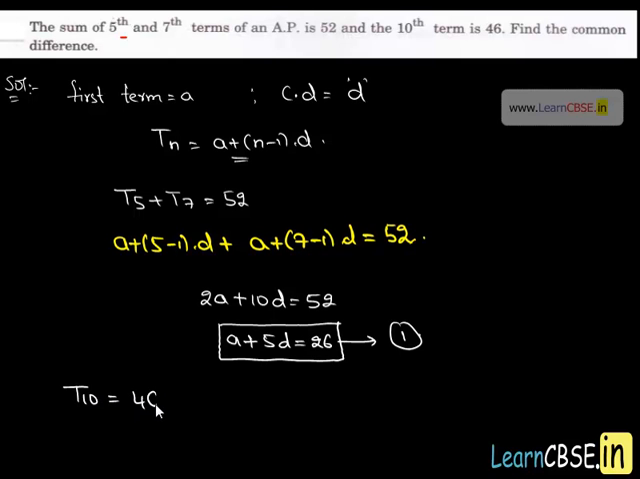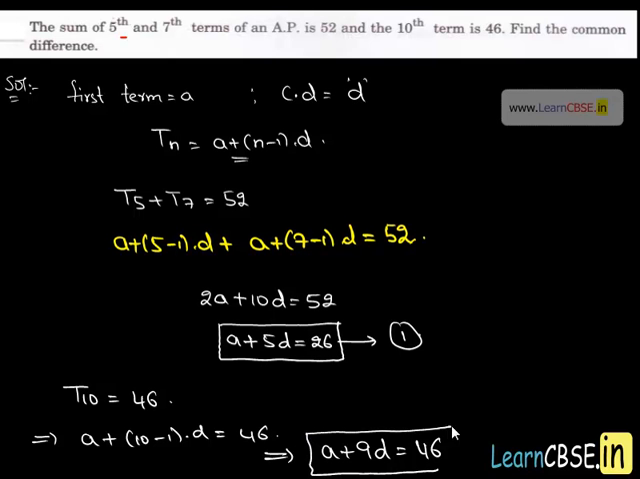T10 is 46. We get the value of nth term, that is a plus 10 minus 1 times d, which is equal to 46. By simplifying we get a plus 9 times d is equal to 46. Let us assume equation 2. Thus we frame two equations, and here we have two unknowns, first term and common difference. According to the question, we have to find out common difference. We have to find out small d value.